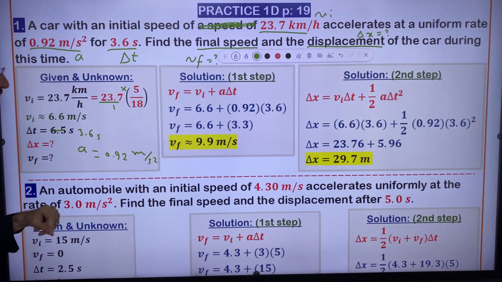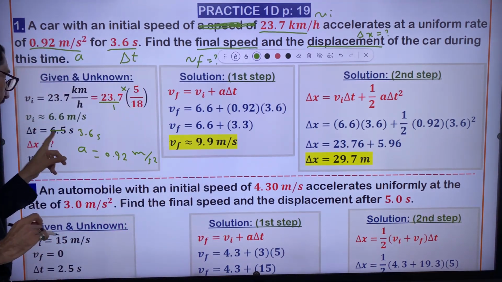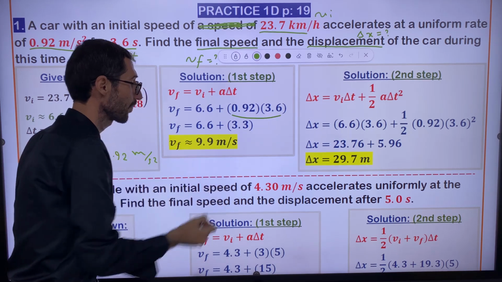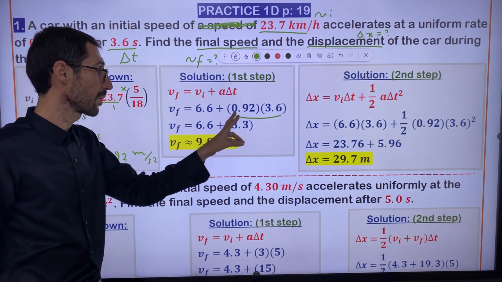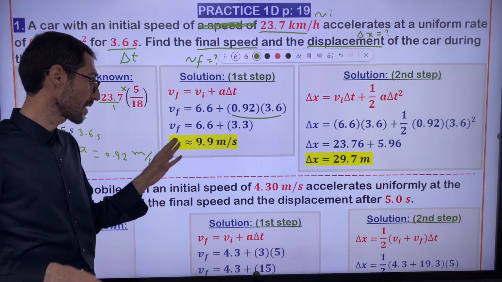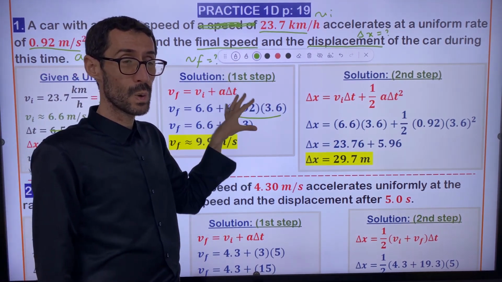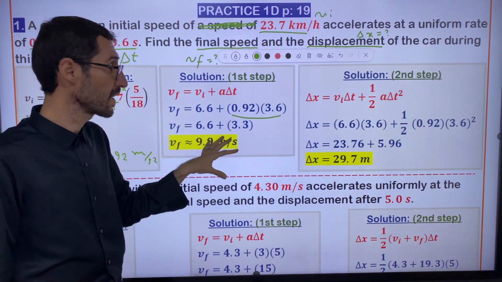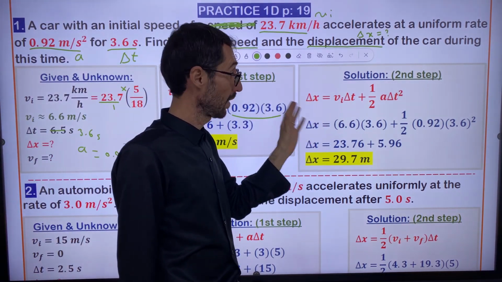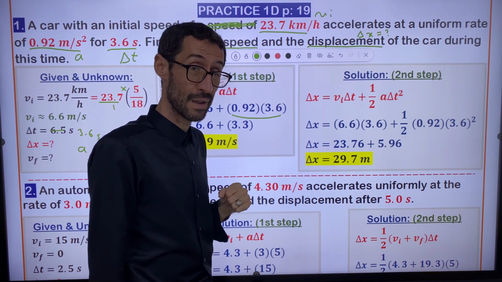We had it within the question: delta t is 3.6 seconds. And 6.6 remains as it is. Multiply these numbers to get 3.3 and add them together, and the answer is almost equal to 9.9 meters per second. This is the first step. So we could find the final velocity by means of this step. Right now we are going to move to another step to find the displacement by means of this information.